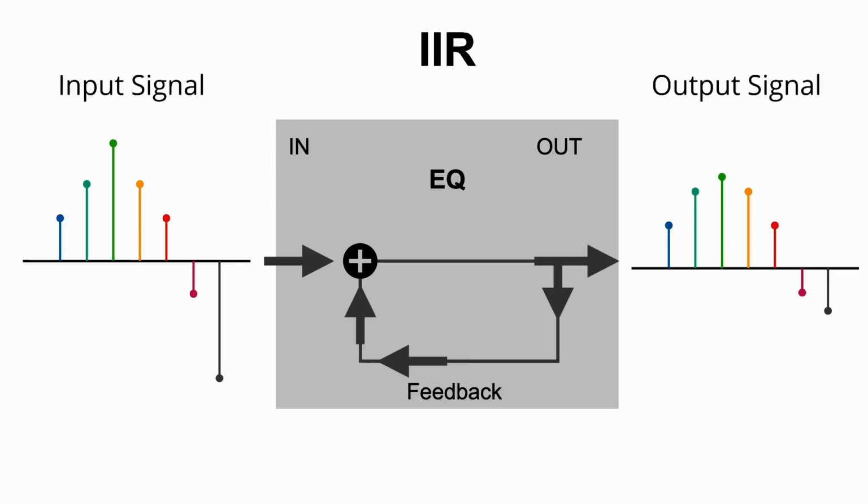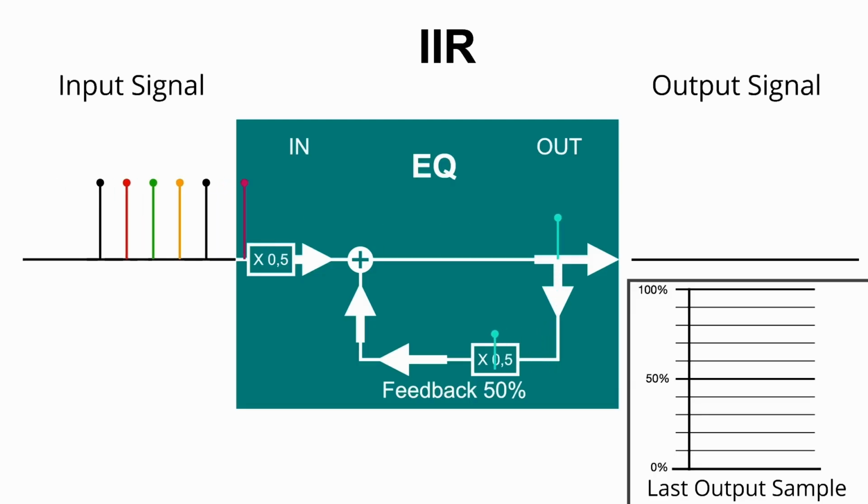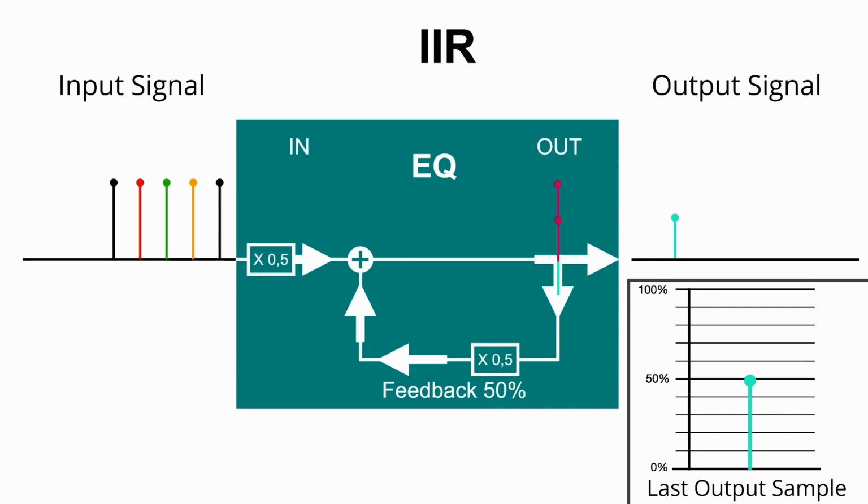IIR filters are similar to analog ones because they combine the samples using a feedback circuit. That is, they take the output sample from the EQ and send it back to the input. For example, if the feedback sends 50% of the output signal back to the input, the new output sample will contain 50% of the one that just came out, and therefore a certain percentage of all the samples that have previously passed through the filter.